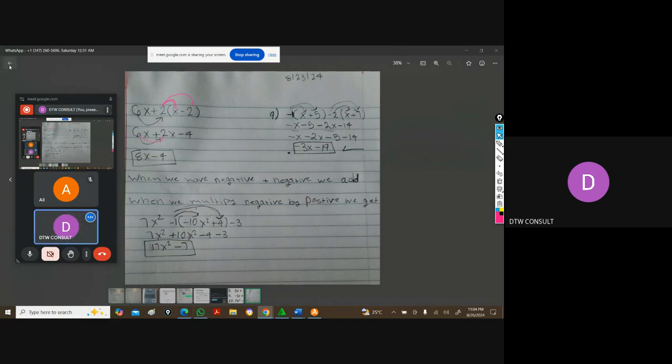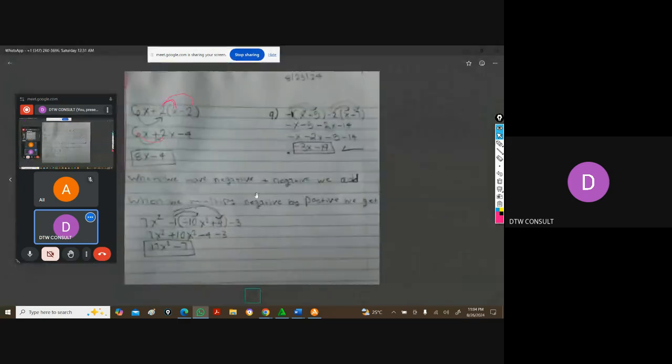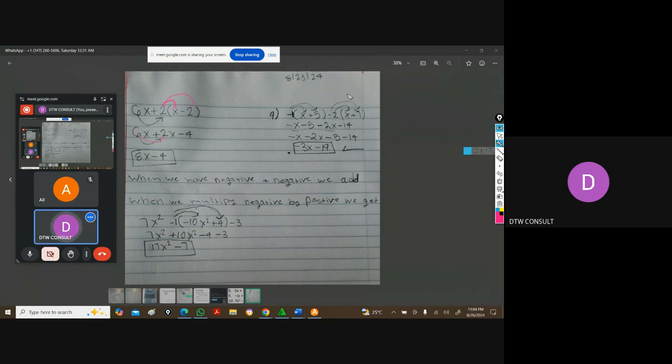Hold on, let me quickly check. Okay. Negative, negative, good, negative, negative, good. Right. Yes, good. Positive, negative, good. Negative 3. This would be together. This will be together. Good job. Great one.